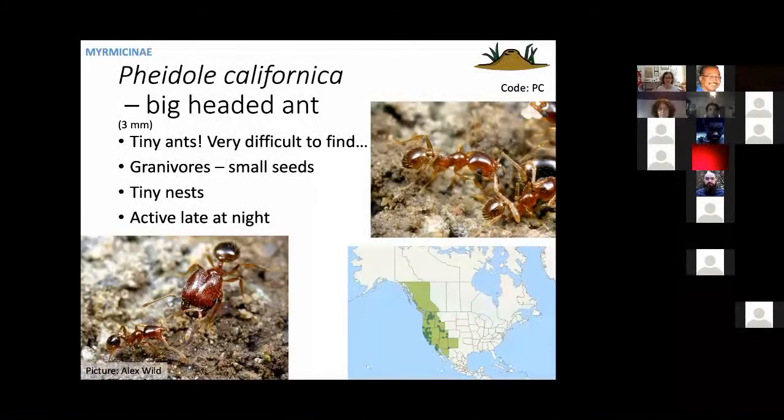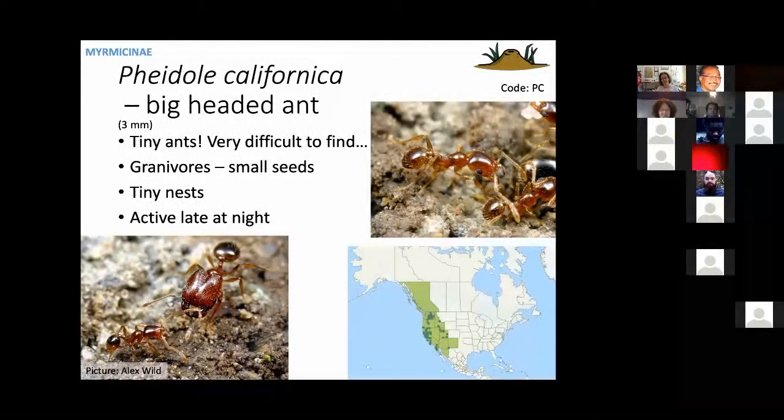Probably they are not really fighting anyone. It's just that they can crush larger seeds. These are very small ants, especially this species. And they collect seeds, just like the harvester ants that collect large seeds. These ants collect tiny, tiny, tiny seeds. And their nest doesn't look like anything. It's just like a tiny little hole in the ground.